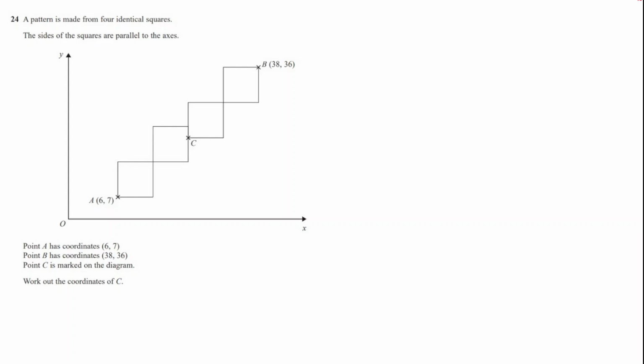So have a little look at the question. We've got a set of axes there, x and y. We've got 4 identical squares. The sides of the squares are parallel to both axes, x and y. And we're given the two endpoints, if you like. A is at 6, 7, and B is at 38, 36. So 6, 7 and 38, 36. And we've got to find the coordinates of this point C.